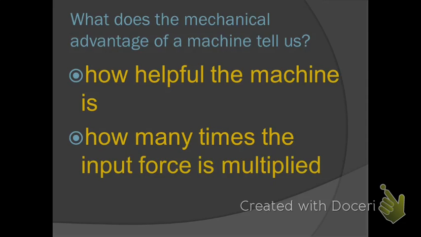Mechanical advantage tells you how helpful your machine is by telling you how many times the input force is multiplied. Who does the input force, you or the machine? You. You do the input force. So if your machine multiplies your input force by a lot, your machine is more helpful. Does that make sense? Okay.